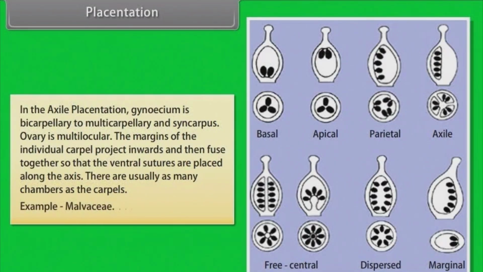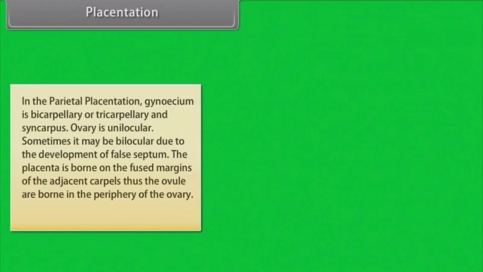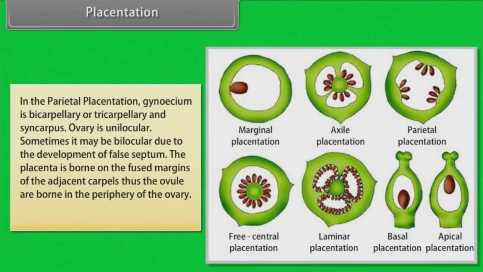Example: Malvaceae. In the parietal placentation, gynoecium is bicarpellary or tricarpellary and syncarpous. Ovary is unilocular. Sometimes it may be bilocular due to the development of a false septum. The placenta is borne on the fused margins of the adjacent carpels. Thus, the ovules are borne in the periphery of the ovary.